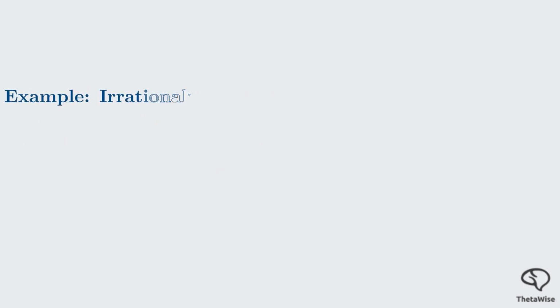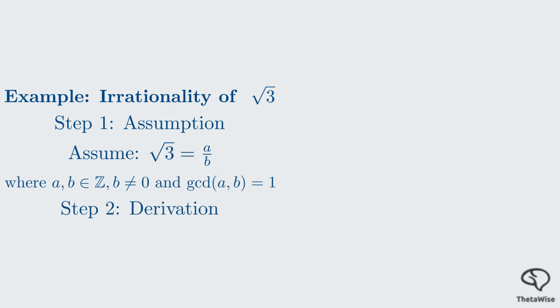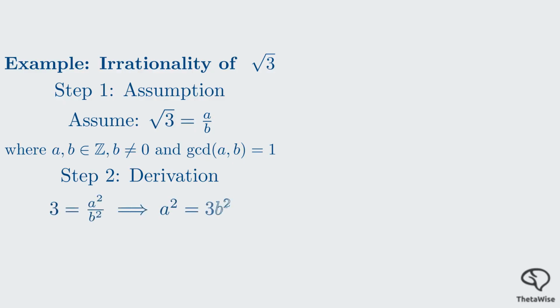Let's prove that the square root of 3 is irrational. We assume the negation. Suppose the square root of 3 is rational. If it is rational, it can be written as a fraction a over b in its simplest form. This means a and b share no common factors. Squaring both sides shows that a squared is a multiple of 3. Because 3 is a prime number, this implies that a itself must be a multiple of 3.